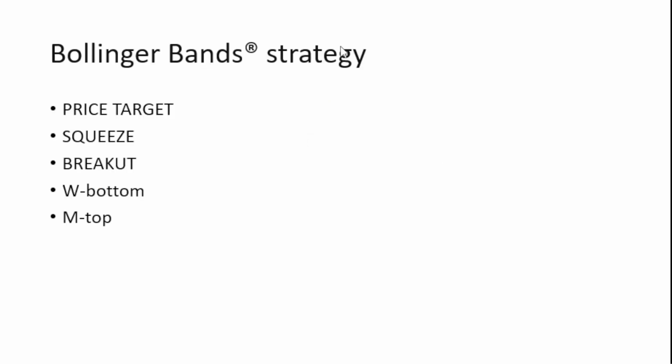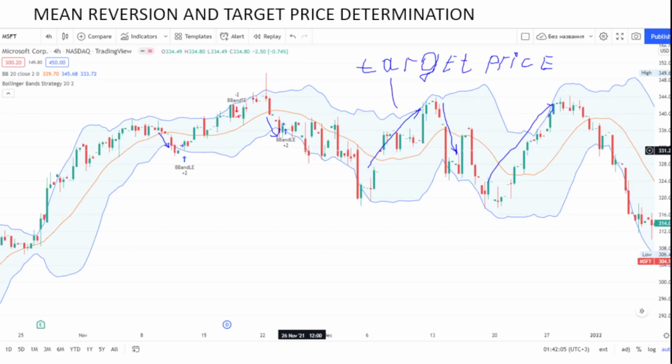The Bollinger Band strategy consists of several parts. We can set price targets, we can look at squeeze, breakout, and some shapes like W bottom or M top. So let me explain in detail how it actually works and what it means, and how you can get your profit from that knowledge. Let's start with mean reversion and target price determination.